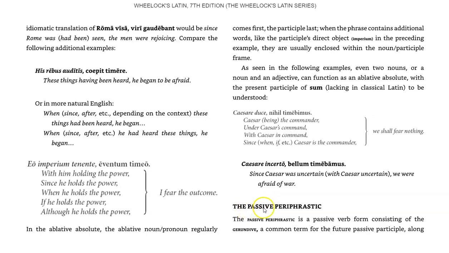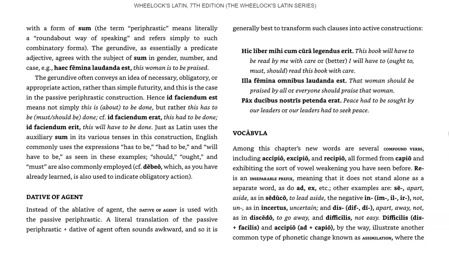Well, moving on to the passive periphrastic. The passive periphrastic is a passive verb form consisting of the gerundive, a common term for the future passive participle, with a form of sum, and I'm going to stop right here. Basically, what this is that something is to be done or ought to be done.